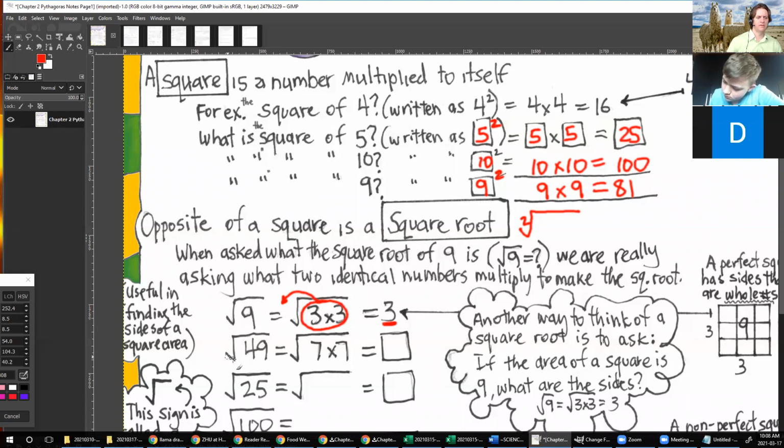So again, if it says, what's the square root of 49? We're asking ourselves, what are the two identical numbers that multiply to give us 49? Well, I know that 7 times 7 is 49. So I have 7 times 7. And I haven't changed this at all. I've just changed 49 into 7 times 7. I just rewrote it in a different way.